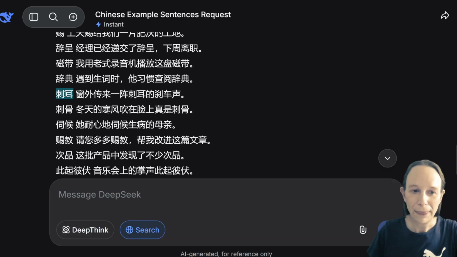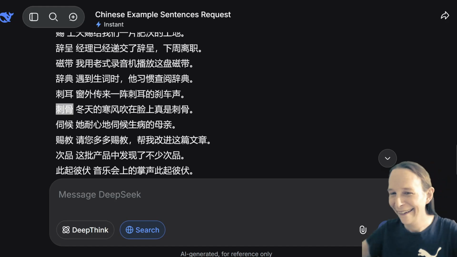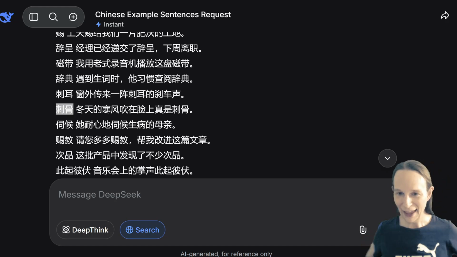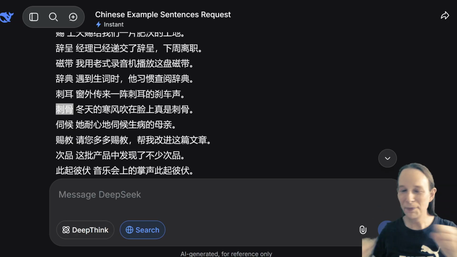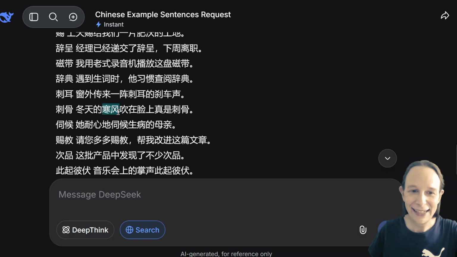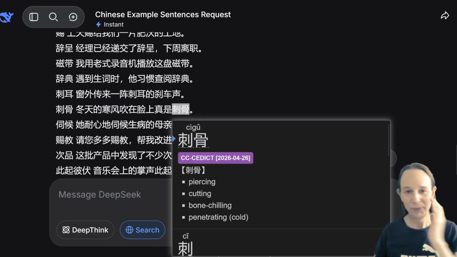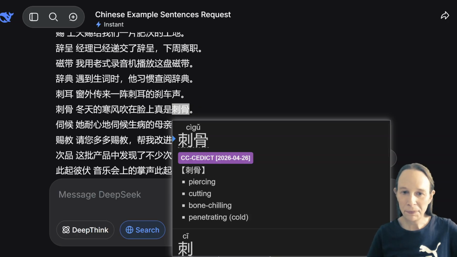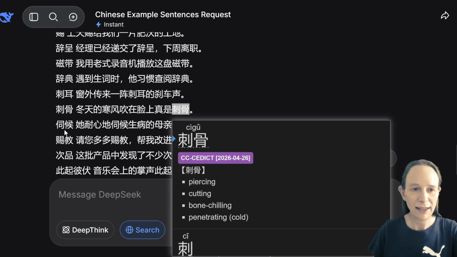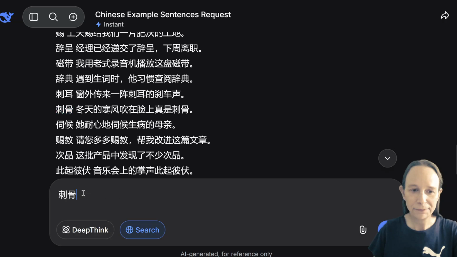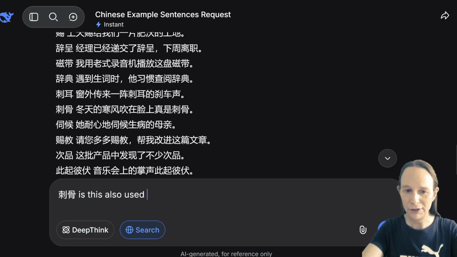The other one is 刺骨. So bone piercing. You kind of feel it in your bones. So 冬天的寒风吹在脸上，真是刺骨. The winter wind is bone piercing, bone chilling, I guess. I think this is also used for horror, right? I'm not 100% sure. Actually, let's ask the AI. Is this also used for horror?